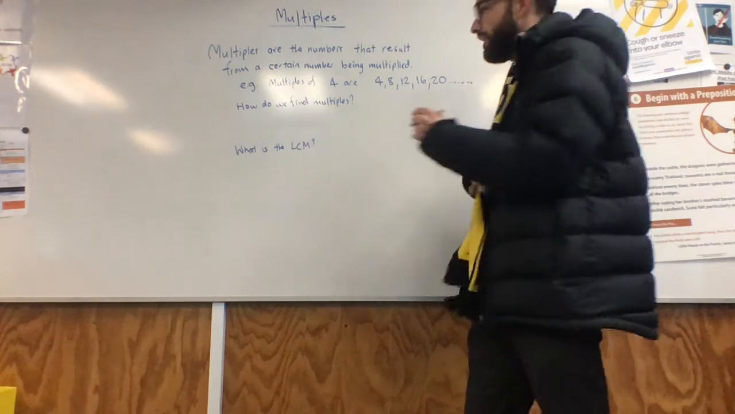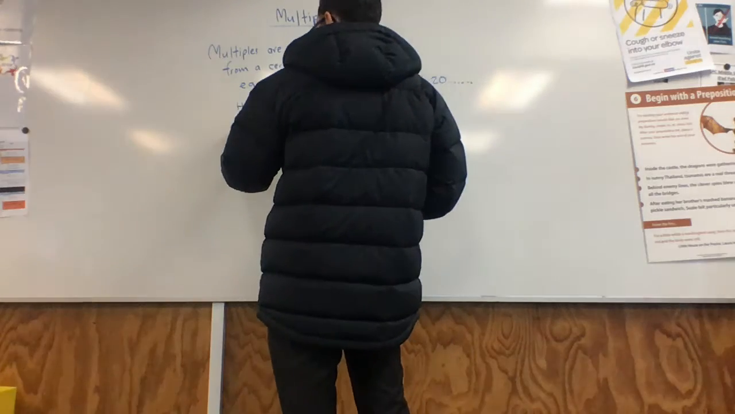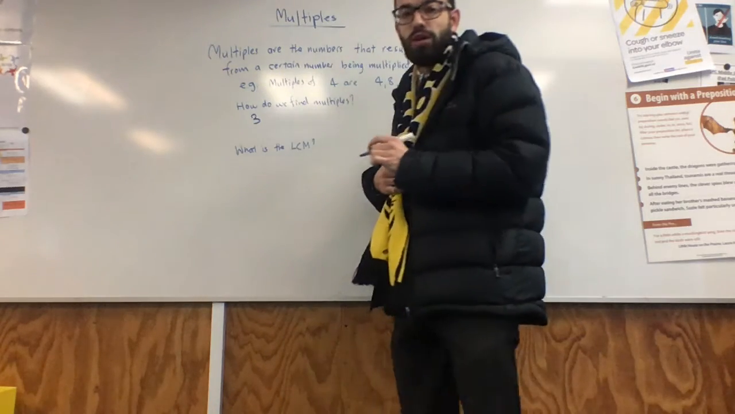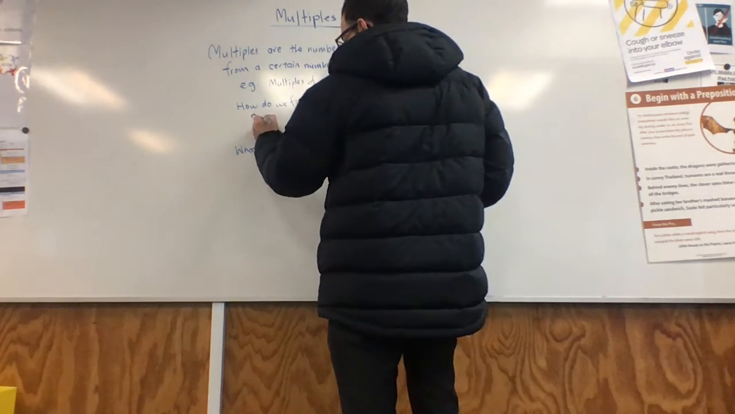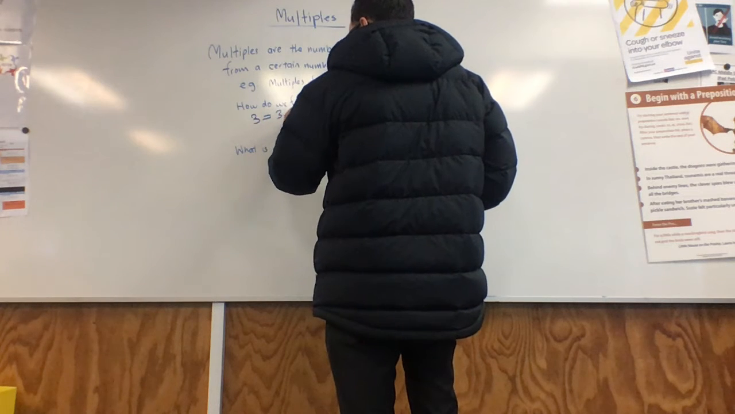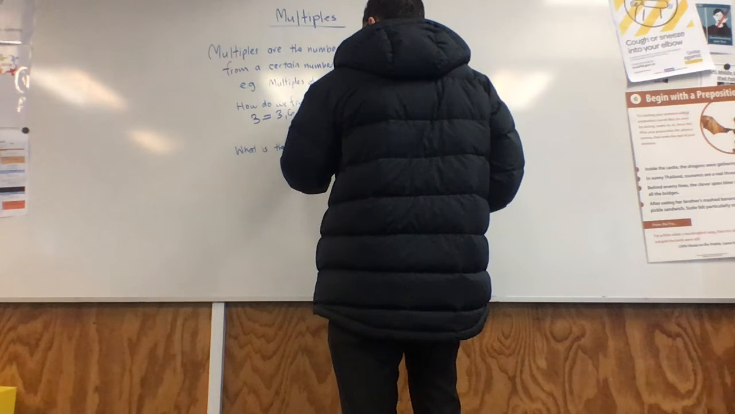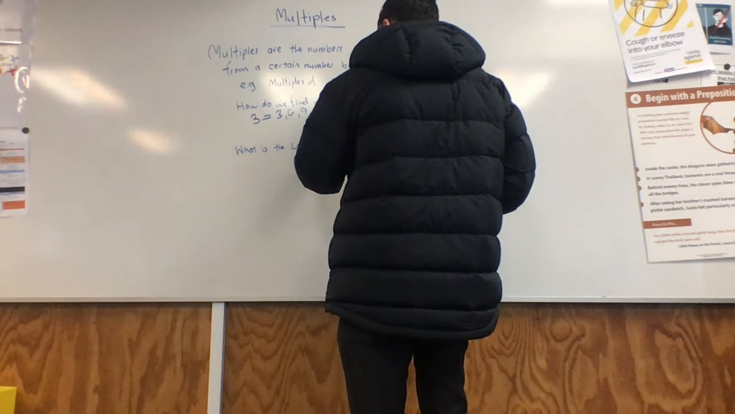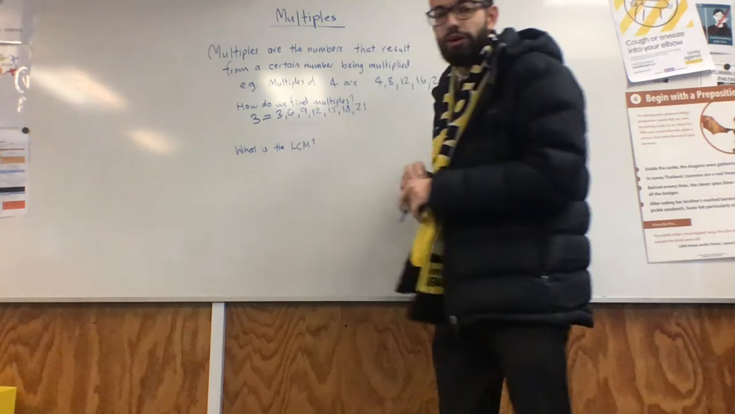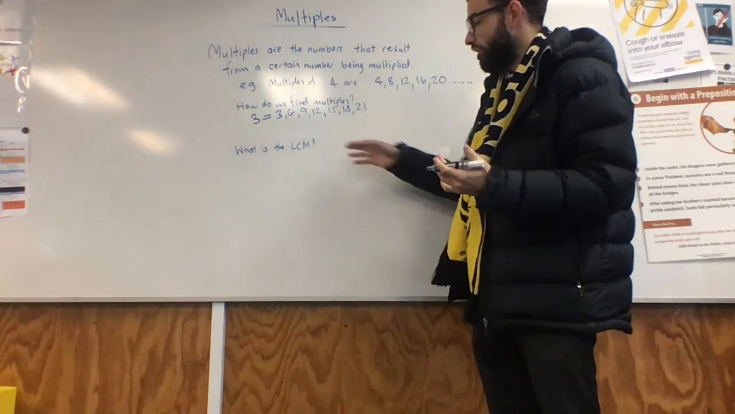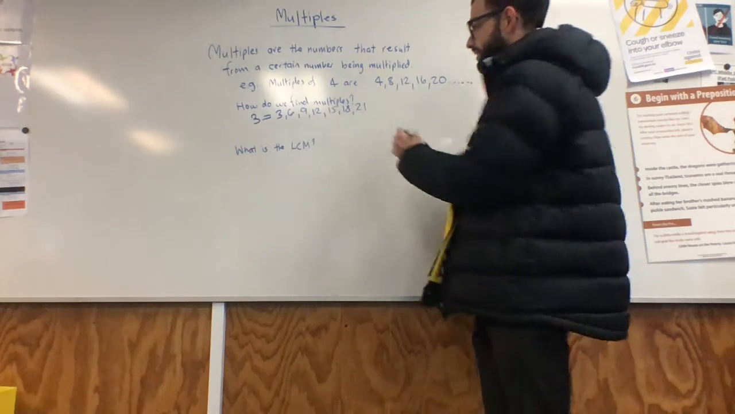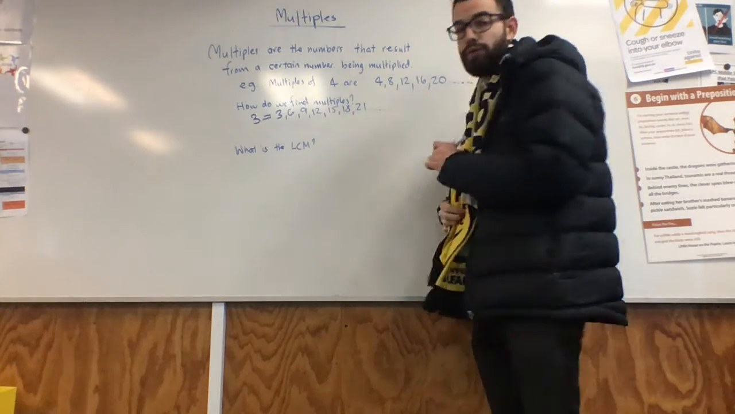This is really easy. We get our number. In this case, we're going to look at the number 3. So we're looking at the multiples of 3. We write 3 equals, we start at 3, and we just keep going. Really straightforward: 3, 6, 9, 12, 15, 18, 21. I'm going to put the dots because it's going to go on forever.